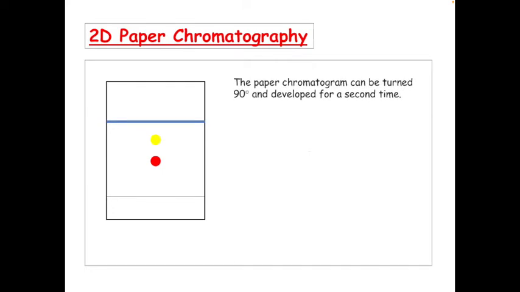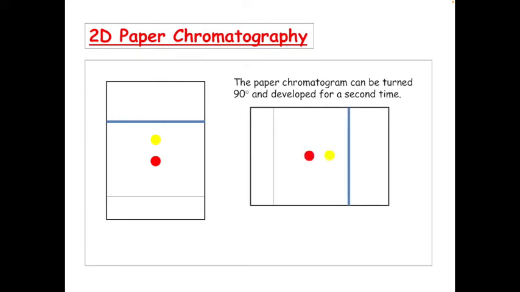So let's have a look at 2D paper chromatography, and this is what we saw in the video. Basically, we've seen it separate into its two components. However, we can do this in a more complicated way in 2 dimensions, so we can run the chromatography in 2 directions. After you've done the chromatography, you can see there's 2 spots here. What I can do is turn the paper around and develop it a second time, just like this.